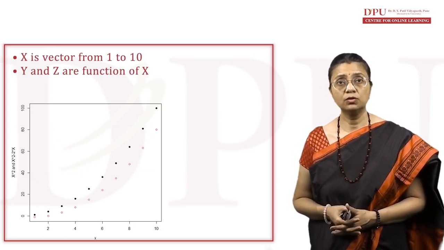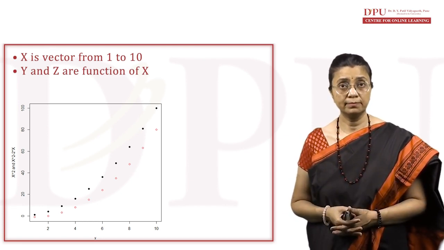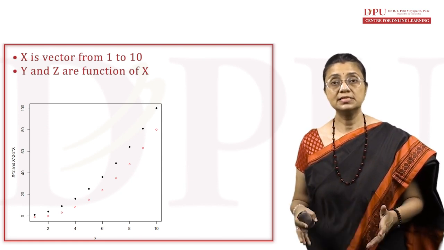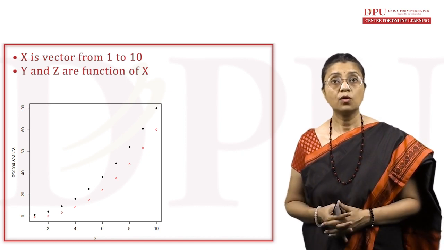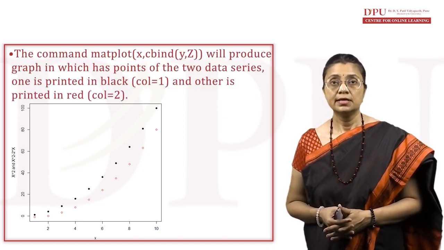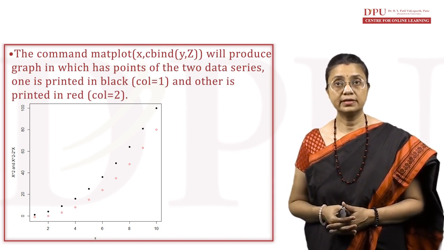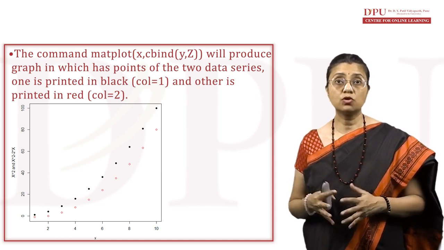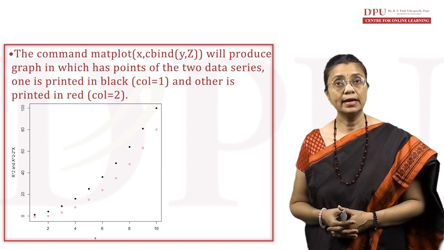Now just have a look at the graph and understand the explanation over here. So x is a vector from 1 to 10. We can see x is a vector from 1 to 10. Y and z are functions of x. The command matplot x, cbind y comma z will produce a graph which has points of the two data series. So we have two data series y and z.